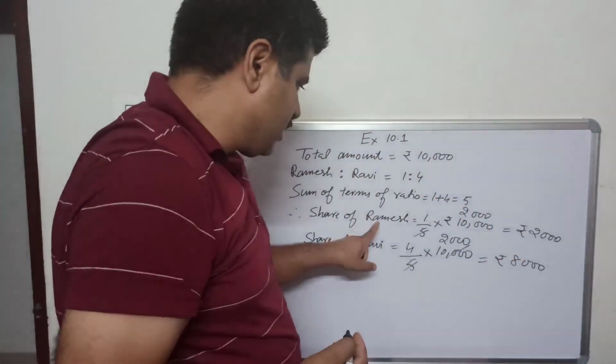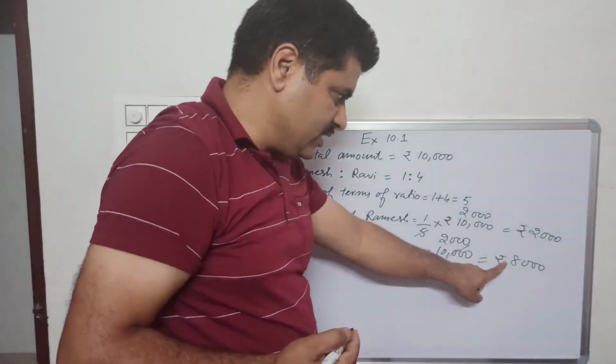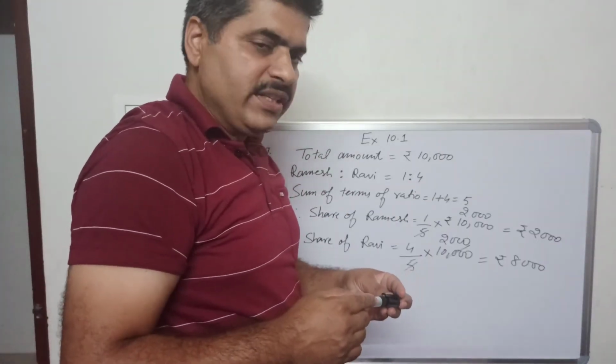So the amount that Ramesh is getting is rupees 2000 and the amount that Ravi is getting is rupees 8000. So like this we have divided the total amount in the ratio 1:4.